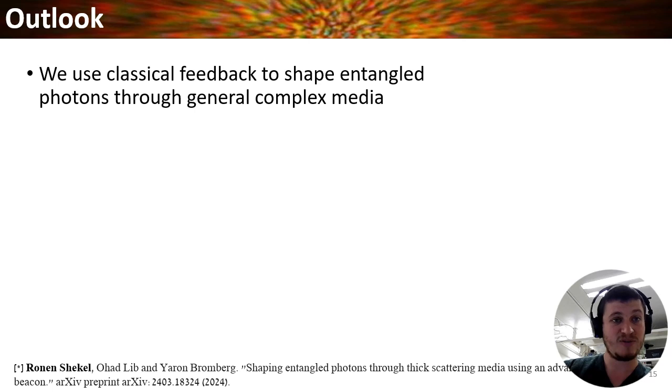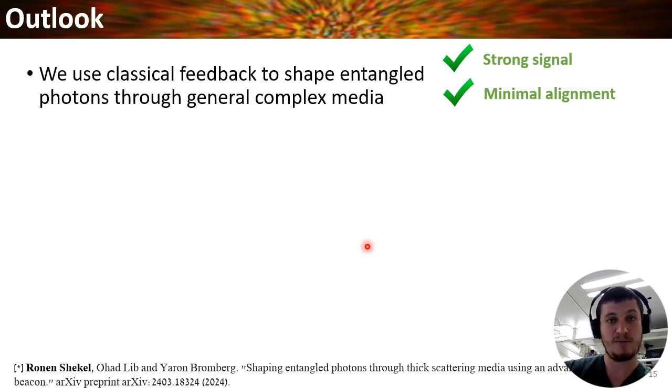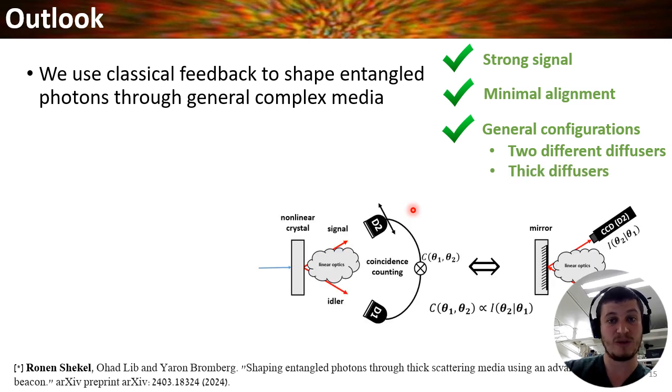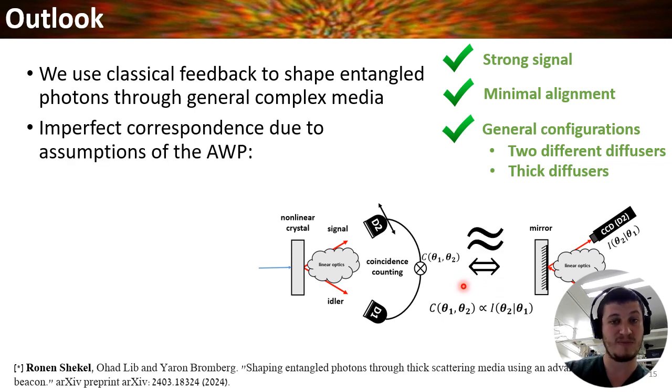To summarize, we have shown how we can use classical feedback to shape entangled photons through general complex media. We provide a strong signal, we require minimal alignment, and the method works for the most general configuration, both with 2 different diffusers and for thick diffusers. As an outlook, the Klyshko picture guarantees us that the classical and quantum signals will be mathematically the same. In the lab, of course, this is only approximate.